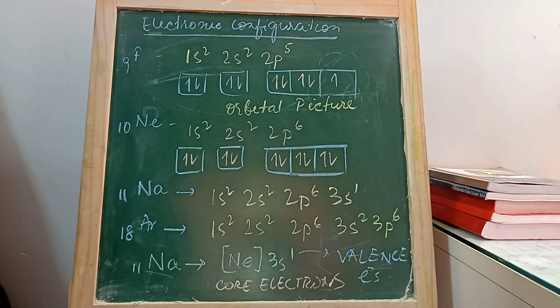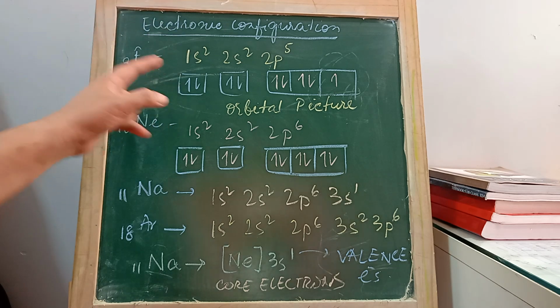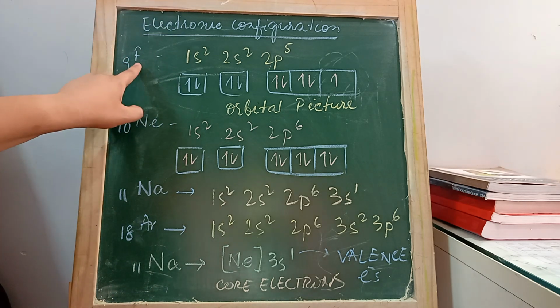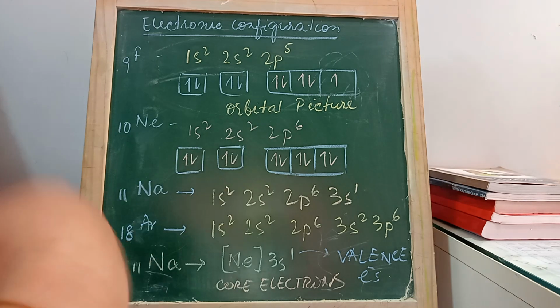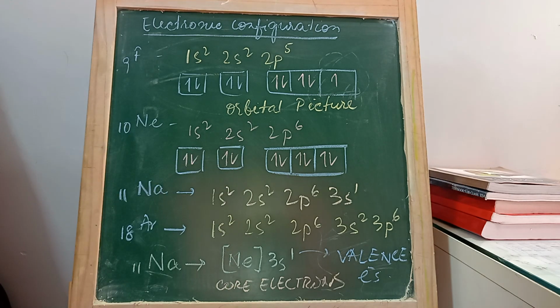Good morning, dear students. Today we will learn more about electronic configuration. So let's try to write the electronic configuration of fluorine. The atomic number of fluorine is 9. That means there are 9 protons in the nucleus and 9 electrons in the atom. So how are the 9 electrons distributed in the various orbitals, shells or subshells? That is what electronic configuration is.